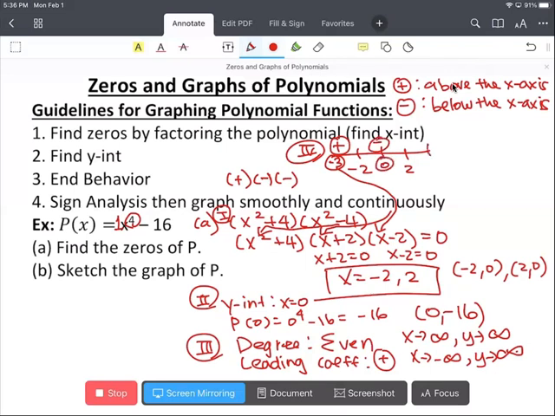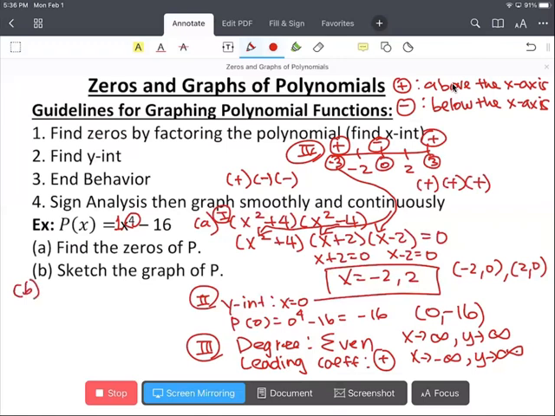Now I'm going to use another test value greater than x equals 2. You can choose 3, 4, 5, doesn't matter. I'm going to choose 3 and substitute into this factor form. So 3 squared plus 4 gives us positive. 3 plus 2 gives us a positive value. 3 minus 2 also gives us a positive value. So we have a graph above the x-axis.